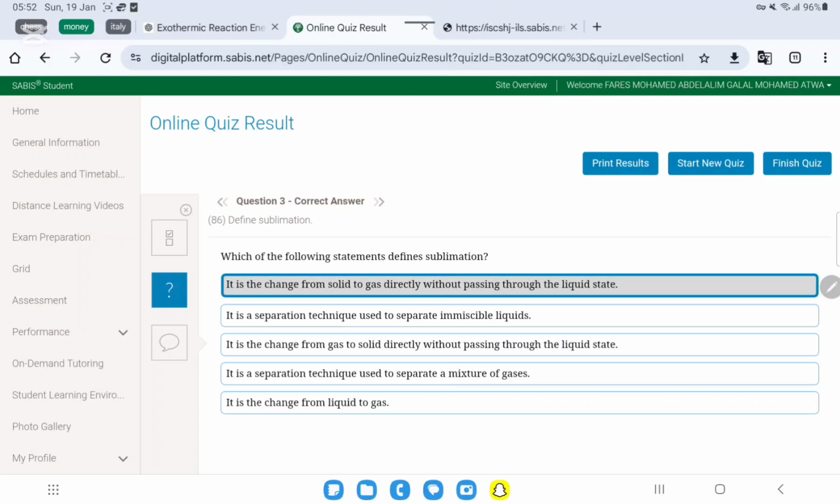Which of the following statements define sublimation? Sublimation, we took it before. It's basically when a solid changes directly to a gas without going into a liquid state, like dry ice.